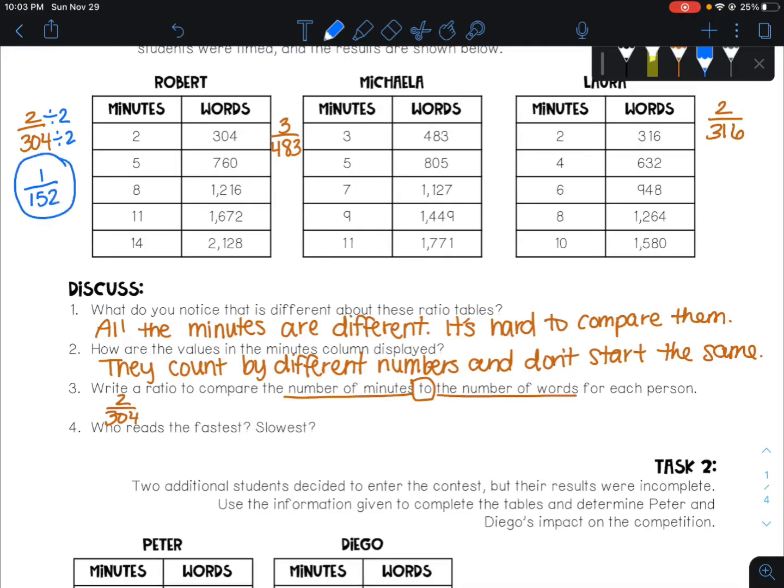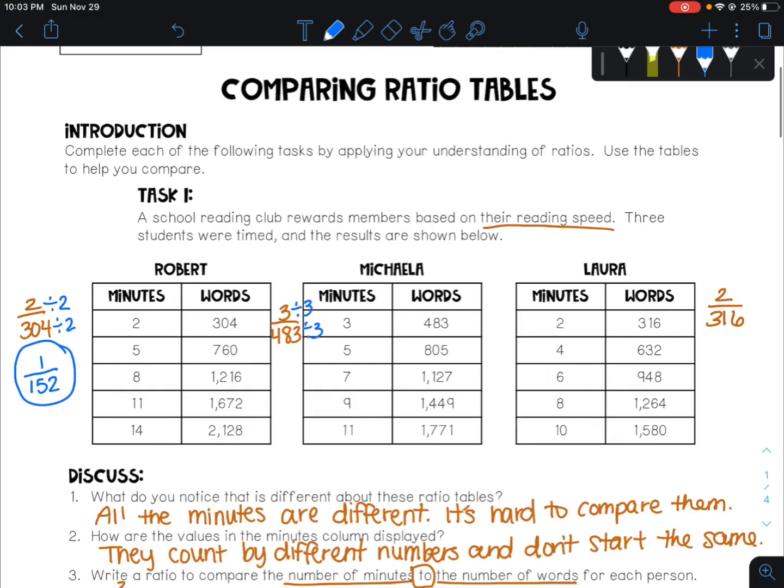So that's for Robert. For Michaela, maybe we can try simplifying by 3. I'm not sure, so I'm going to show that off to the side. So 483 divided by 3 goes in 1 time. Subtract, we get 1, bring down the 8. 3 goes into 18 6 times, exactly 18. Bring down the 3. 3 goes into 3 once, exactly 3 times. We get 161. So 1 over 161.